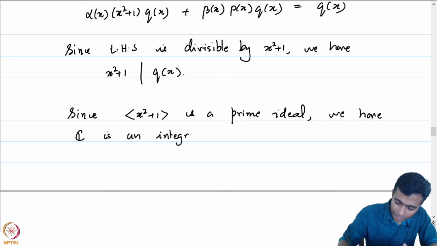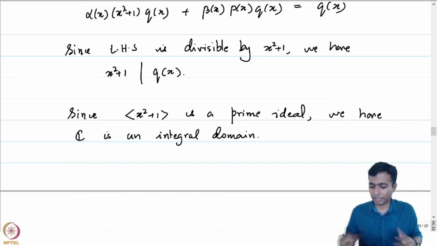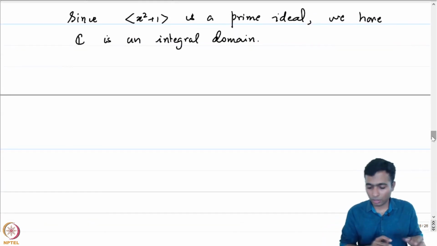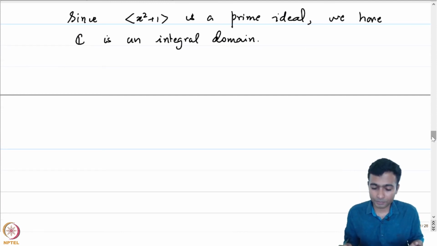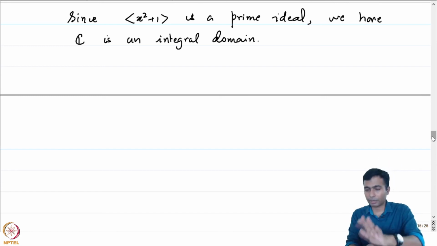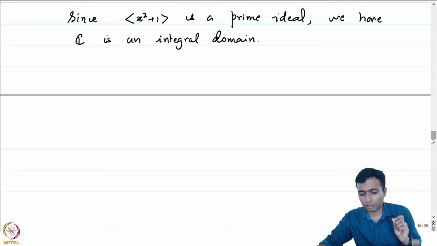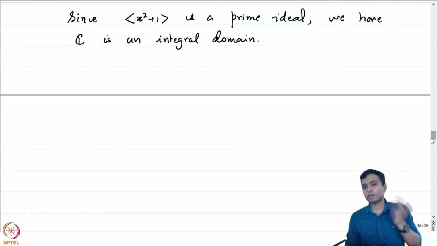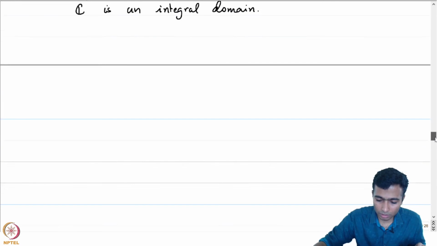In fact, R of x being a Euclidean domain would have immediately told us that this is a maximal ideal, but let me not do that. Let me not give that argument. I would like to take a slightly more circuitous route to prove that C is indeed a field. So we have established right now that it is a prime ideal and hence this is an integral domain. The fact that C is a field is now established only after showing that every non-zero element can be inverted. Okay, so let's set out to prove that.